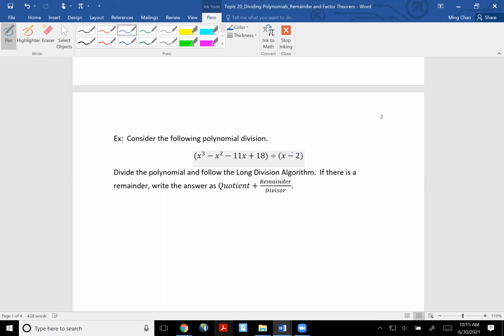So let's write it out. All I'm going to write out here is the variable, but what I'm focusing on is the coefficient. So x to the third is 1x to the third minus 1x squared minus 11x plus 18. All right, the divisor is 1x minus 2.